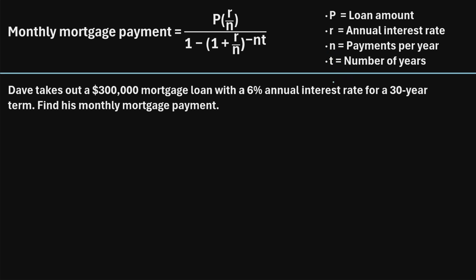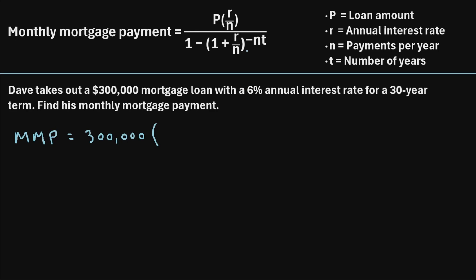So let's take a look at an example of how to use this formula. This says Dave takes out a $300,000 mortgage loan with a 6% annual interest rate for a 30-year term. Find his monthly mortgage payment. So let's go ahead and use this formula up here. Let's write MMP for monthly mortgage payment is equal to P. So P is the loan amount. We're told that Dave takes out a $300,000 loan. So that's the loan amount.